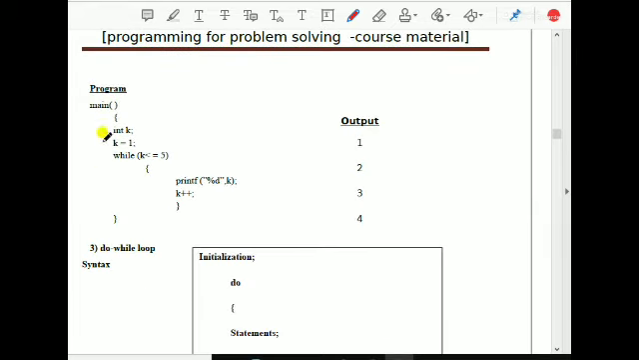See, one program is there. If int k or int m, anything we have taken, and here only we can write k equals 1, nothing happens.